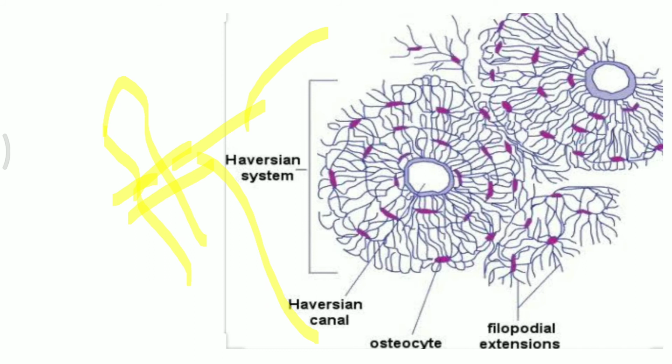They all form a circular Haversian canal, and all of these Haversian canals join together to form the structure of the body, or the structure of the bone.